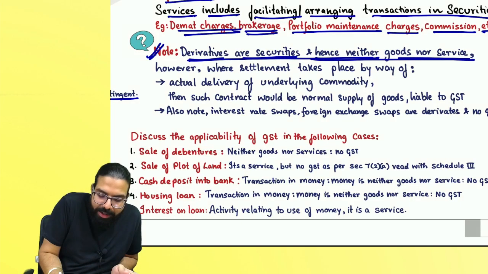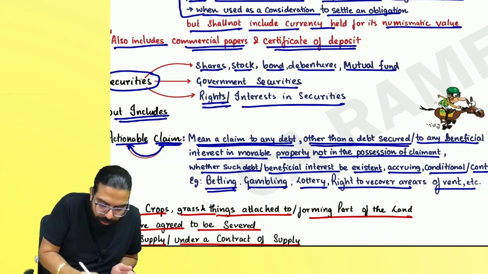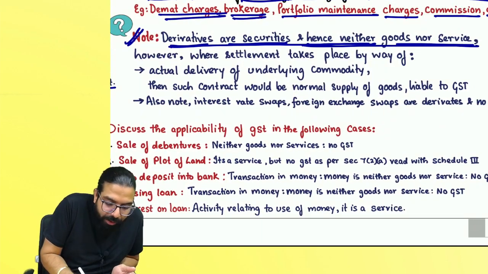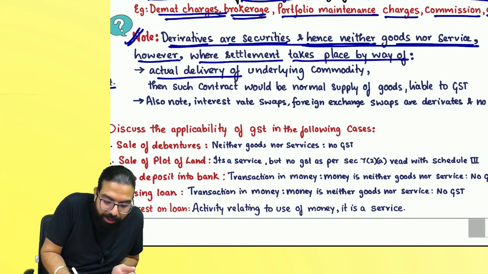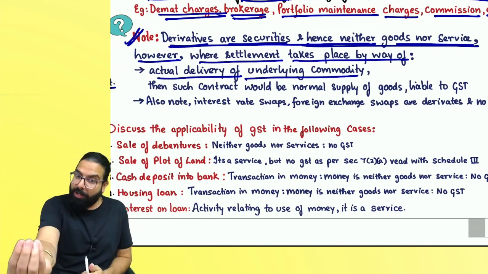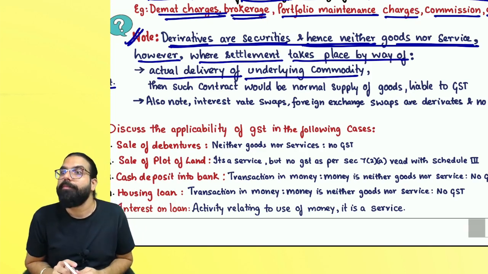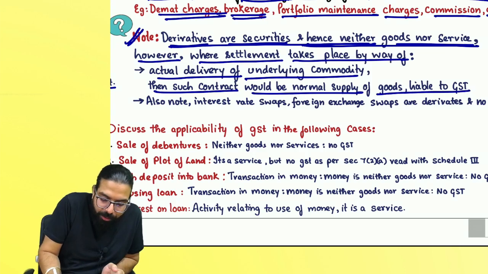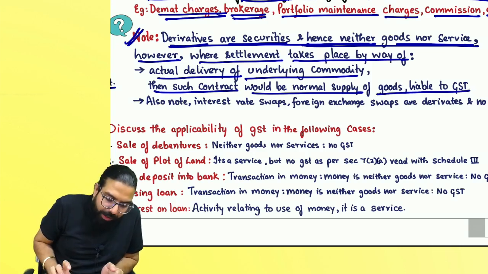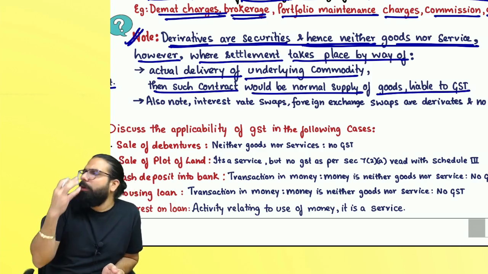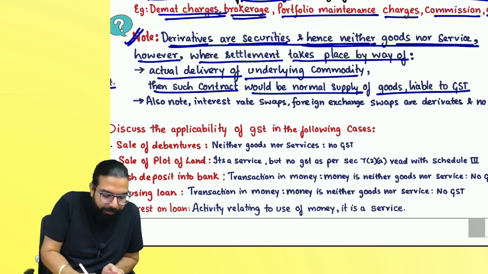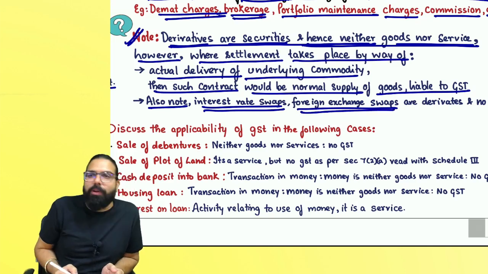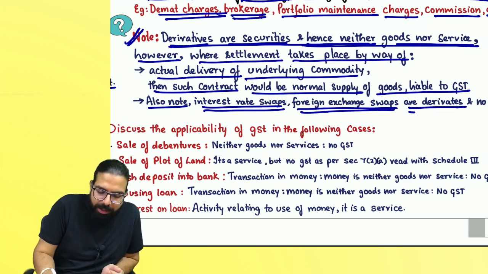Derivatives are securities, hence neither goods nor service. However, where settlement takes place by way of actual delivery of the underlying commodity, if you actually give it to me, then such a contract will be a normal supply of goods and liable to GST. Are we clear, everyone? Now, when you learn your SFM, you will see interest rate swaps and foreign exchange swaps. These are purely derivatives and there is no GST on them.